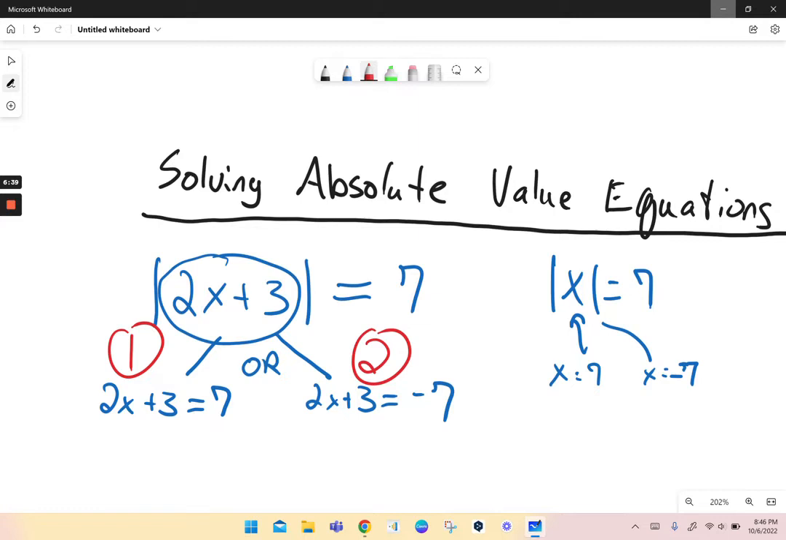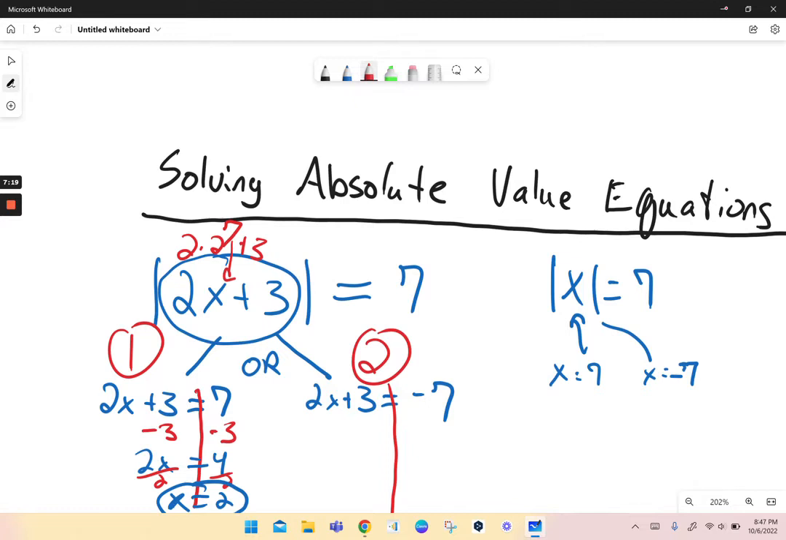We are going to subtract 3 from both sides. And what's left over is 2x equals 4. So we're going to divide by 2 to cancel out the multiplying by 2. Oops, tried to change colors there and I didn't do a good job. X equals 2. So one of the answers is that x could equal 2. The other equation we also need to solve. Let's go back to this one for just a second. If x is 2, then 2 times 2 plus 3 gives us 7. And when we do the absolute value of 7, we'll get 7.